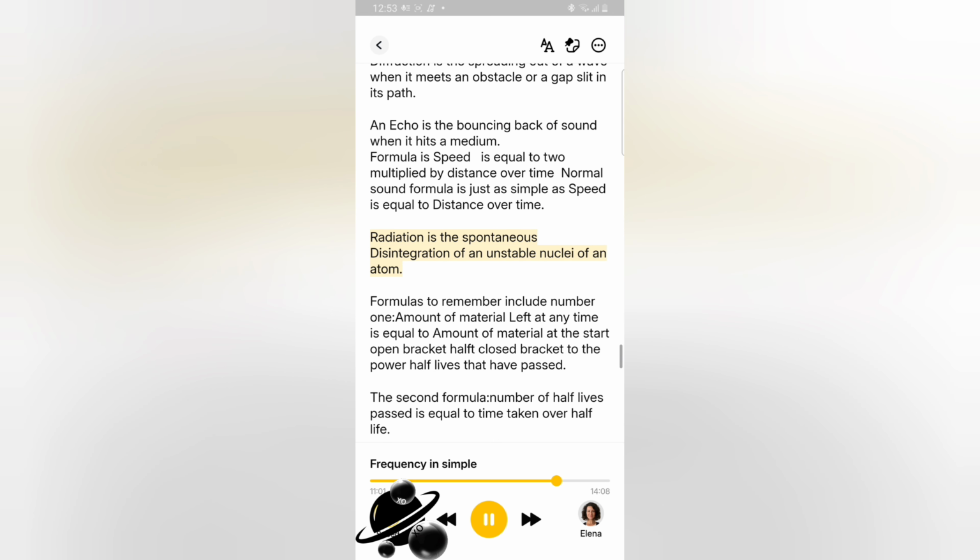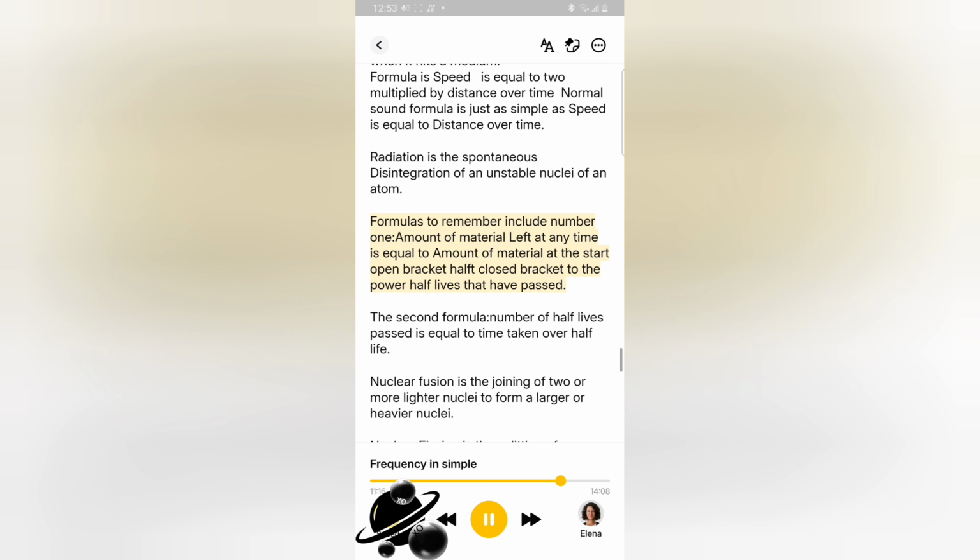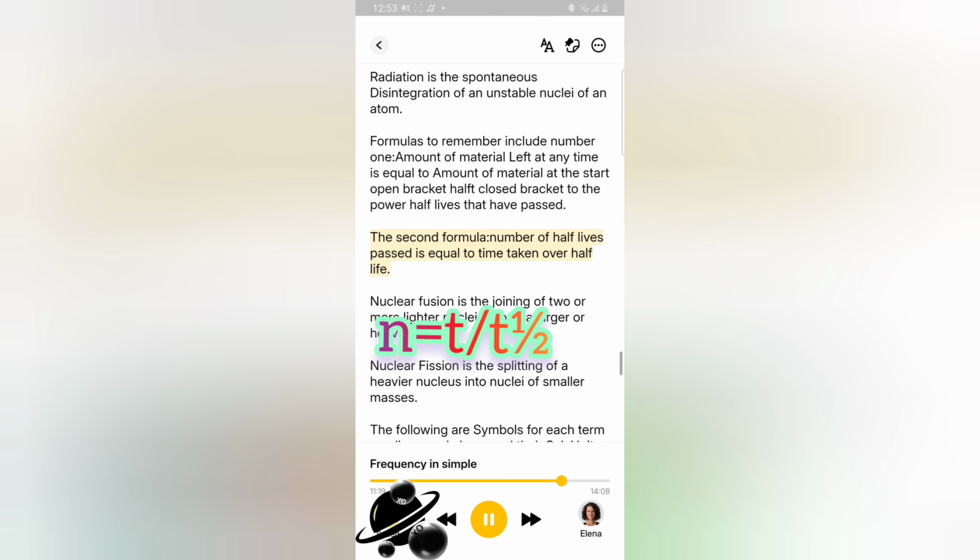Radioactive decay is the spontaneous disintegration of an unstable nucleus of an atom. Formulas to remember include: number 1, amount of material left at any time is equal to amount of material at the start, open bracket halved closed bracket, to the power of half-lives that have passed. The second formula: number of half-lives passed is equal to time taken over half-life.